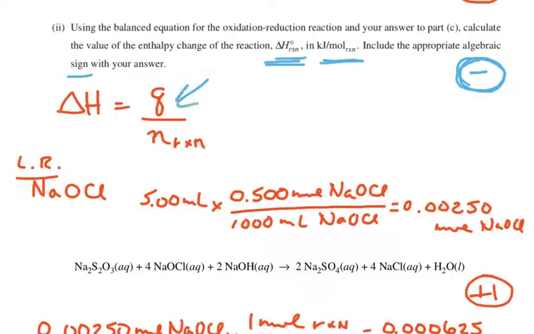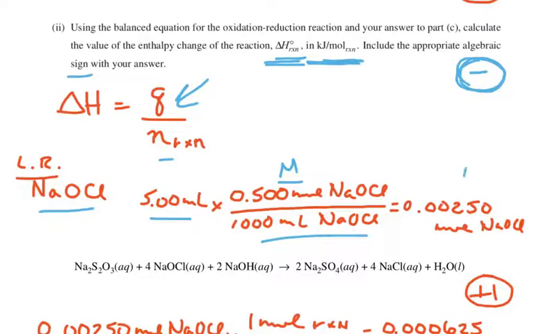So we've got that heat, that's the 749 joules, and we need moles of reaction, but we need to do that in kilojoules. So first off, let's get our moles. We know the limiting reactant was sodium hypochlorite, so let's figure out the moles. Back from the chart, we said 5 milliliters, and it was a 0.5 molar solution, which is 0.5 moles of NaOCl per 1,000 milliliters of NaOCl.